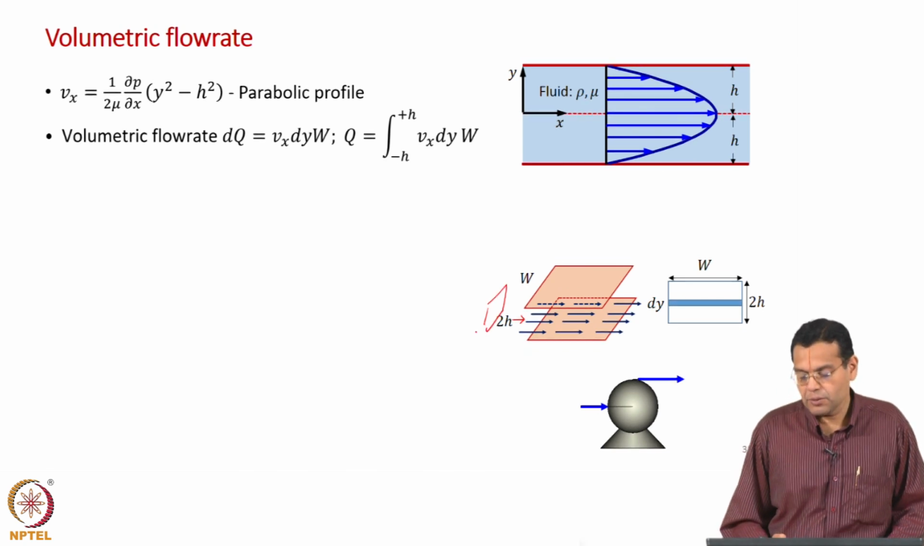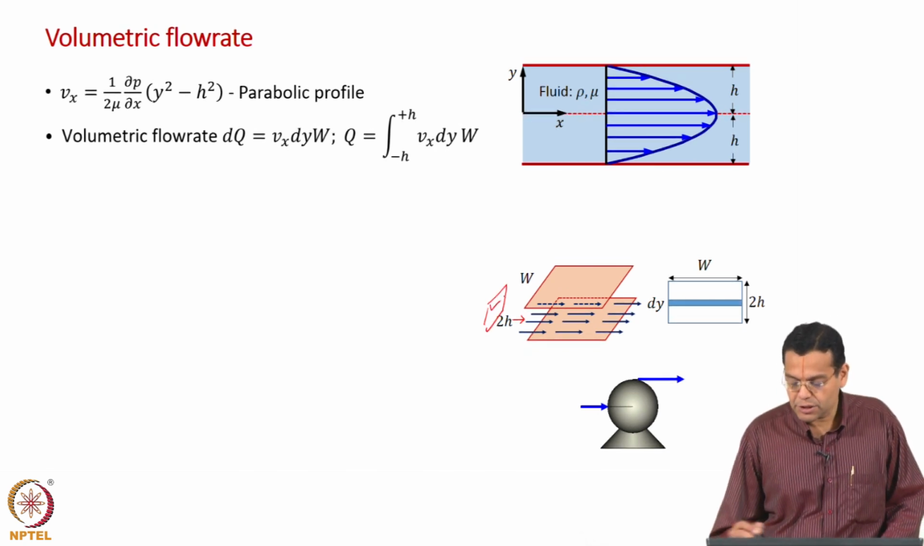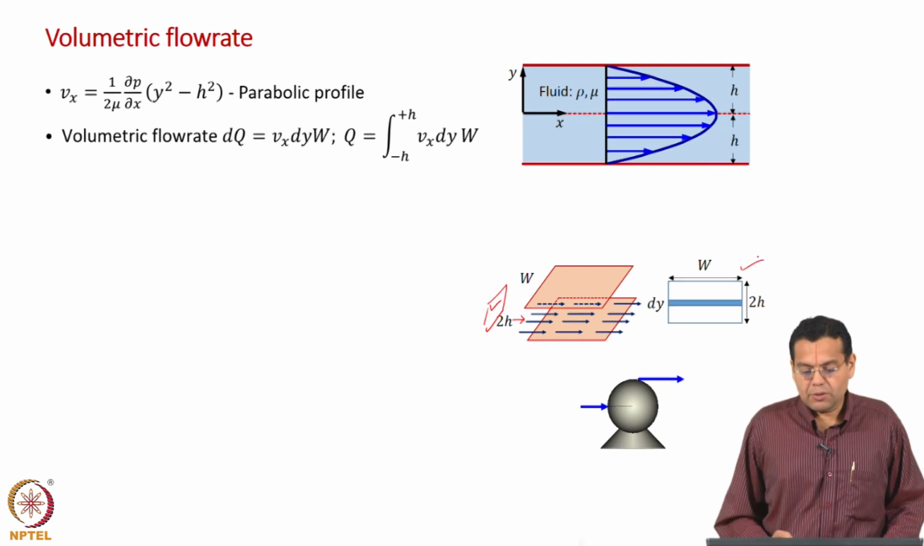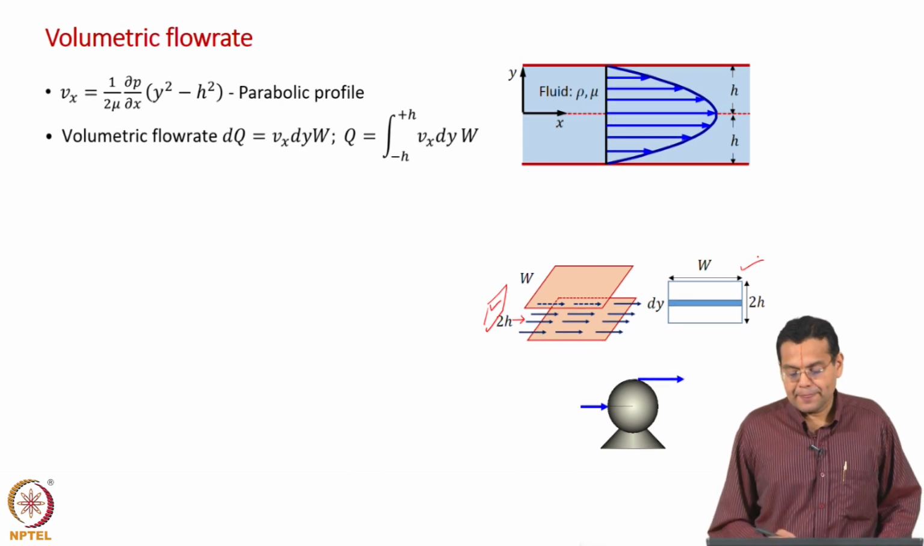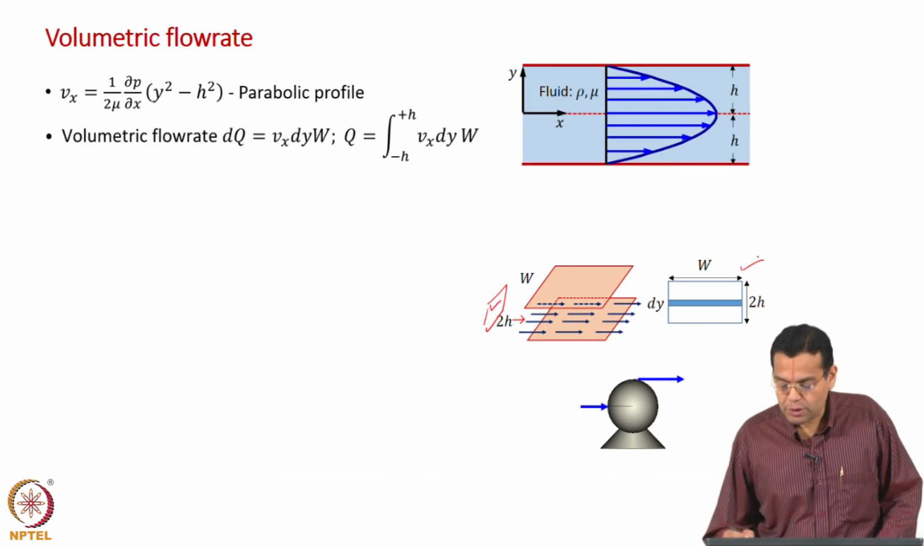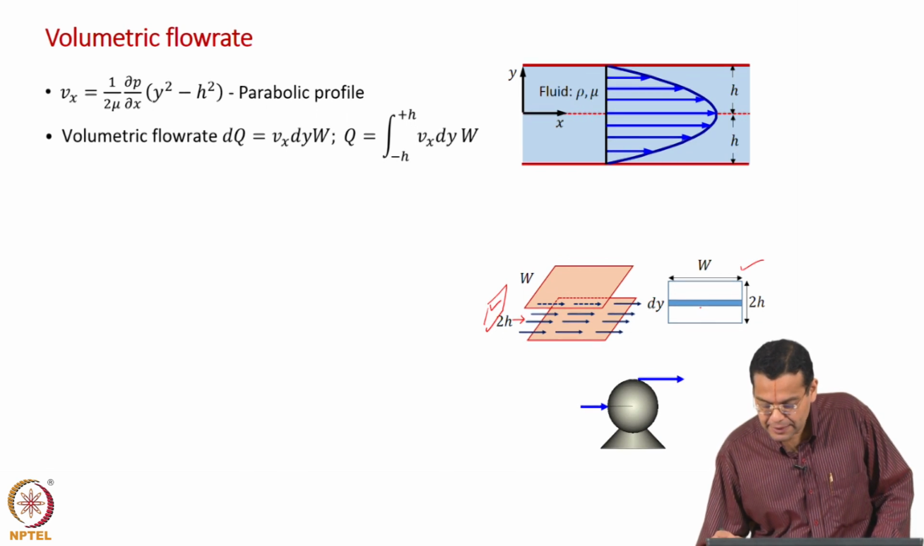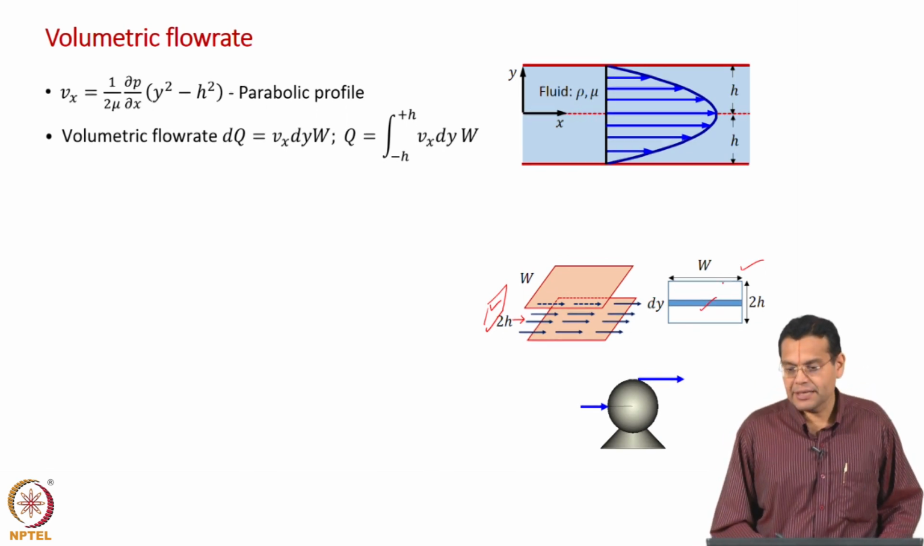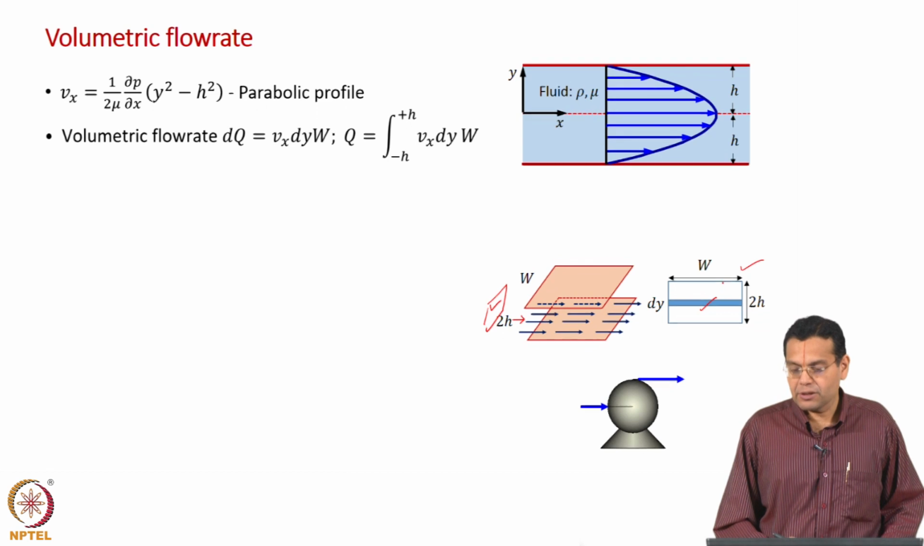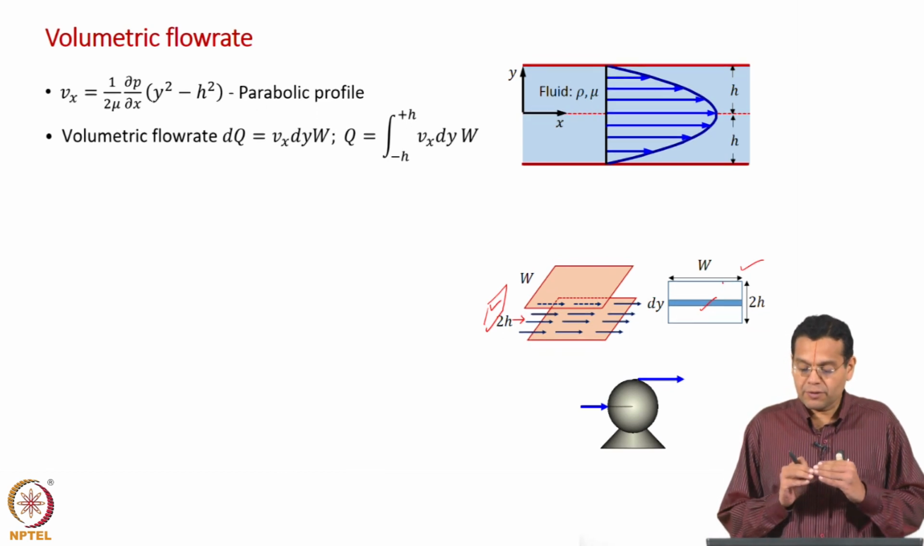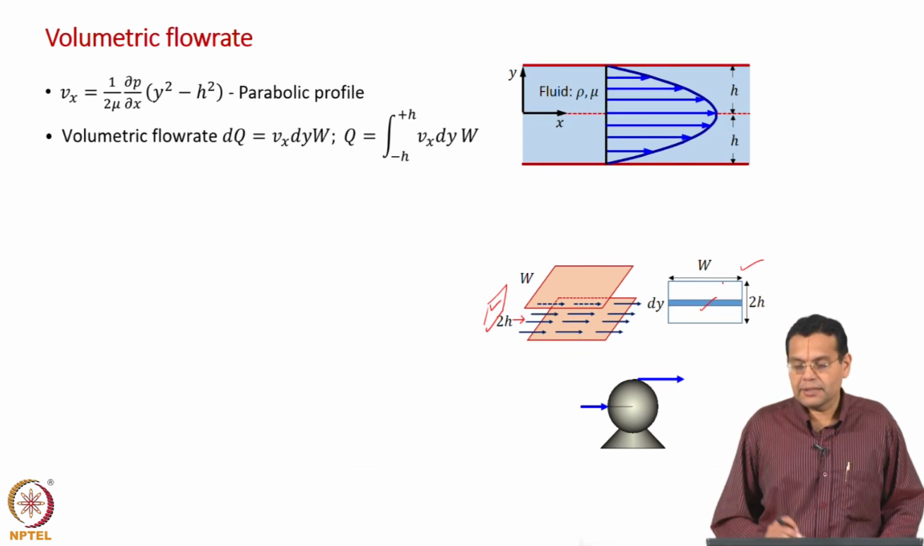Okay. But now, this area is what is shown here, but the velocity varies along the y direction. So, I cannot take the entire area. What I do is take a small strip of height dy and then find out what is the volumetric flow rate through that small strip and then integrate. Okay.